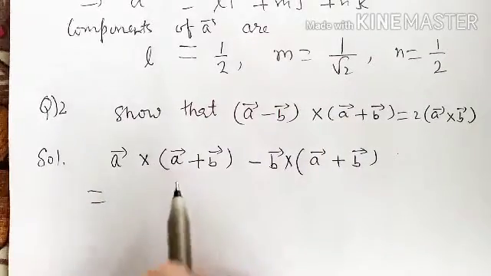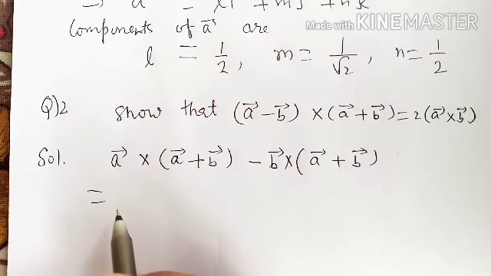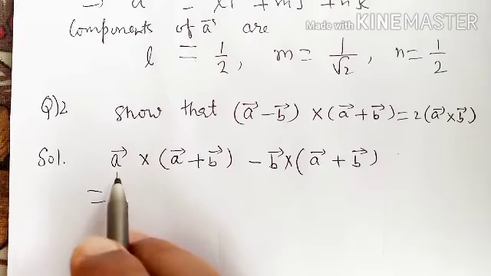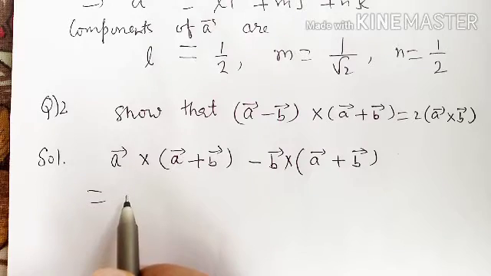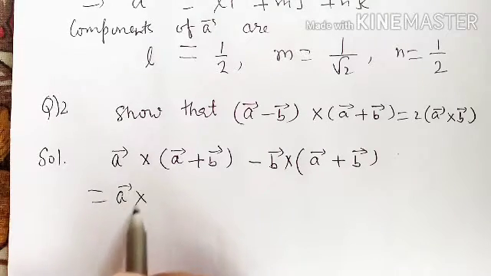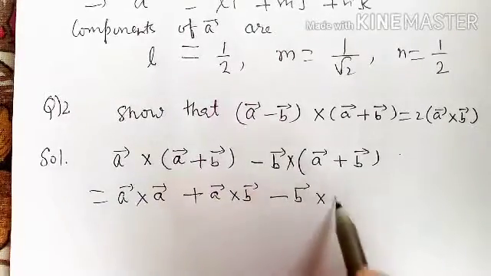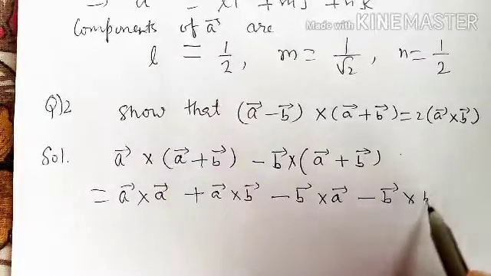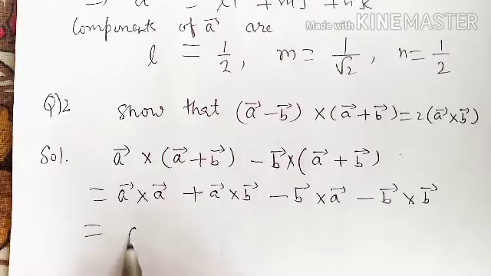Here we apply vector A cross vector A. We know that this is A sine 0 degree, because the angle between vector A and vector A is 0 degree. So A cross A becomes 0 plus A cross B minus B cross A minus B cross B. For A cross A we have to take sine theta, and theta is the angle between vector A and vector A. The angle between the same line is 0 degree. That's why vector A cross vector A is 0.